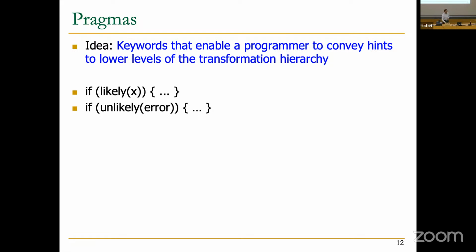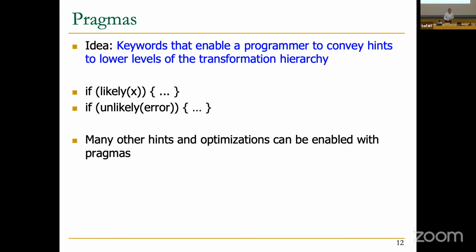Right? Another example is the unlikely keyword. If unlikely error, if you do this in your program, the programming language will catch that, oh, this branch is unlikely to be taken, and it will be compiled down to that bit and code in that branch to be set to not taken. Makes sense, right? So these are example pragmas to support branch prediction. And there are many other hints and optimizations that can be enabled with pragmas.